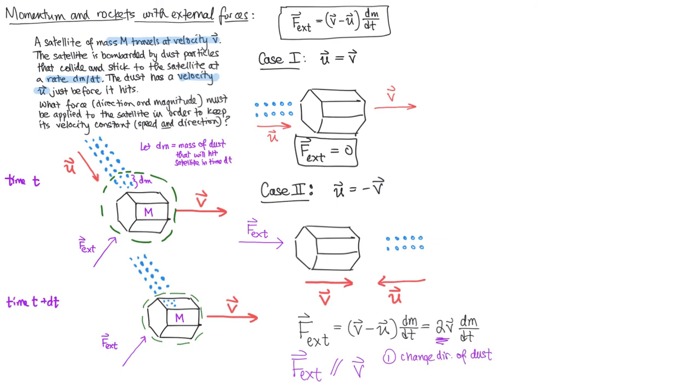What do I mean by that? Well, initially the dust is moving to the left. After it sticks to the satellite, I want it moving to the right. So I essentially have to bring the dust to rest and then accelerate it to the right. So I have to take its momentum that was once leftward, and convert that to a rightward momentum. So that's twice as much of a momentum change as just bringing the dust to rest.